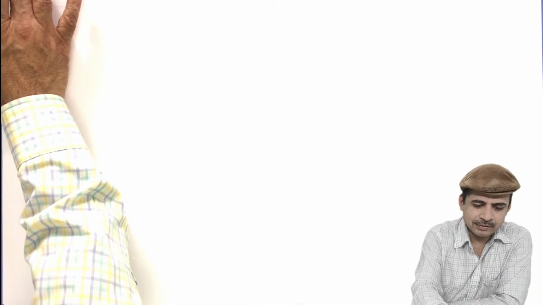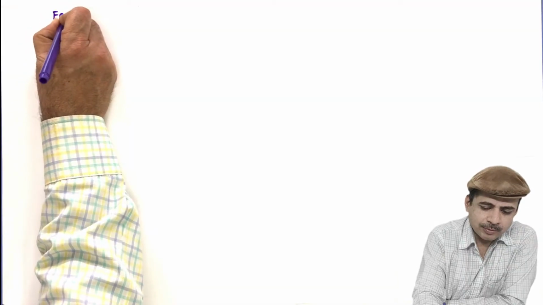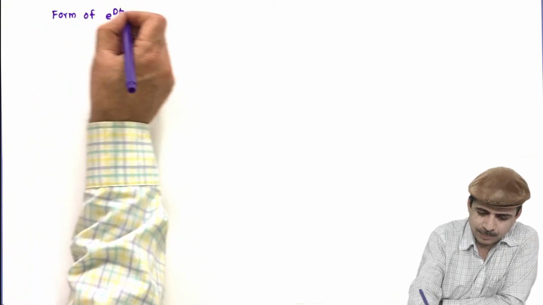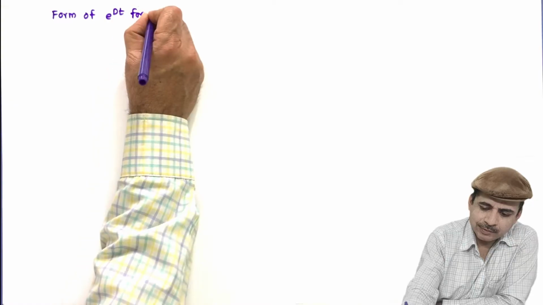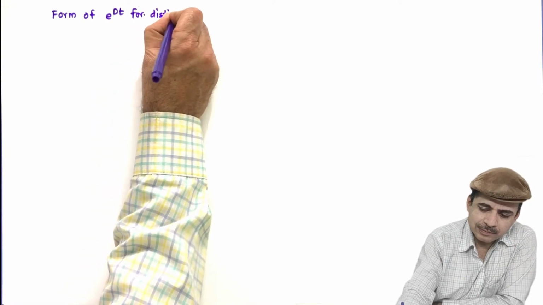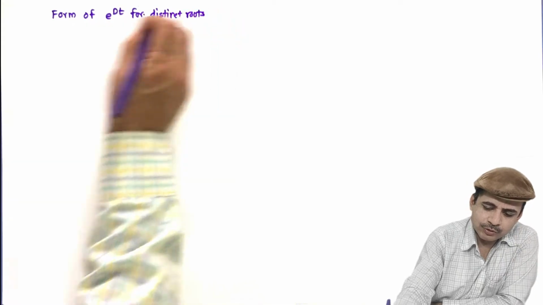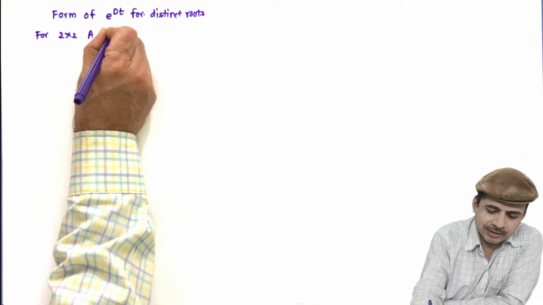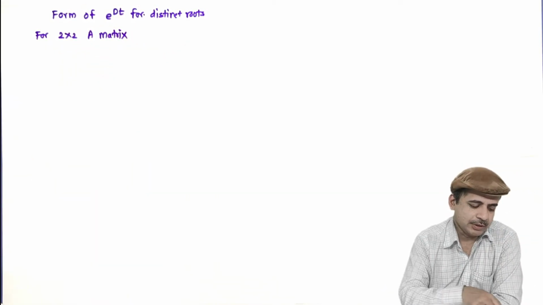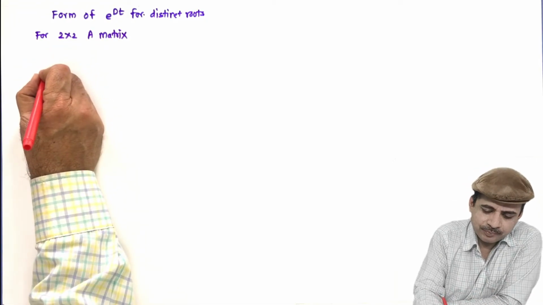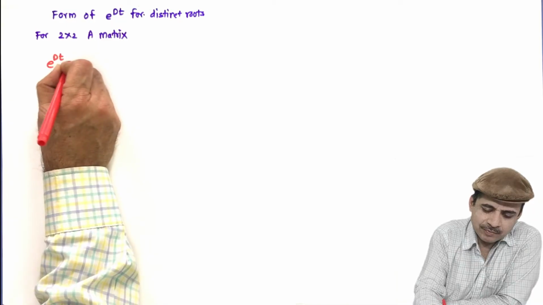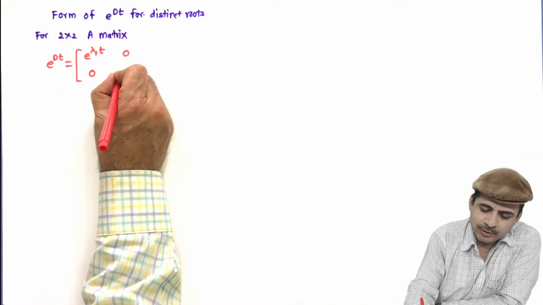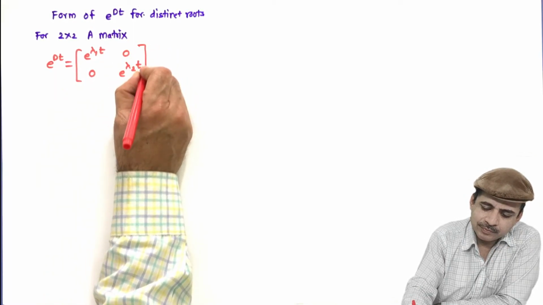So what I will write here, form of e raised to dt for distinct roots for a 2 by 2 A matrix. Let us consider a matrix with dimension 2 by 2, and then e raised to dt will be equal to e raised to lambda 1t, 0, 0, e raised to lambda 2t. Very simple.